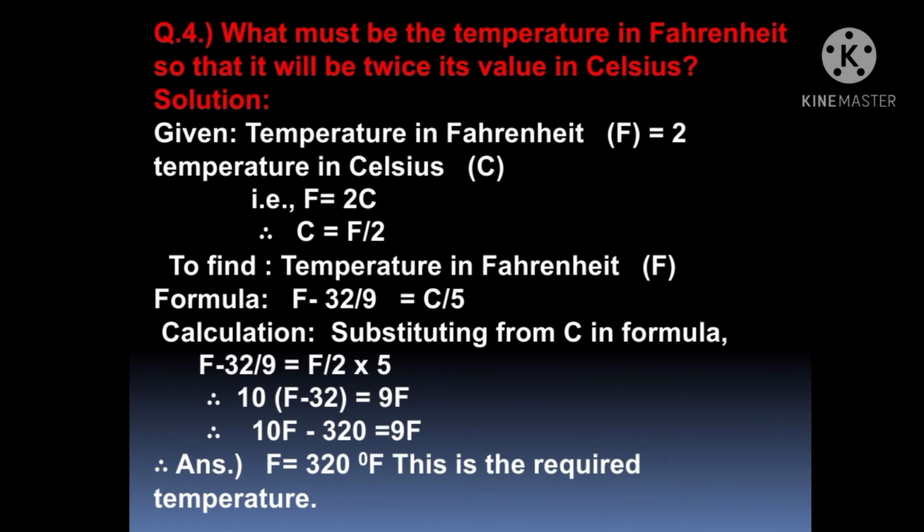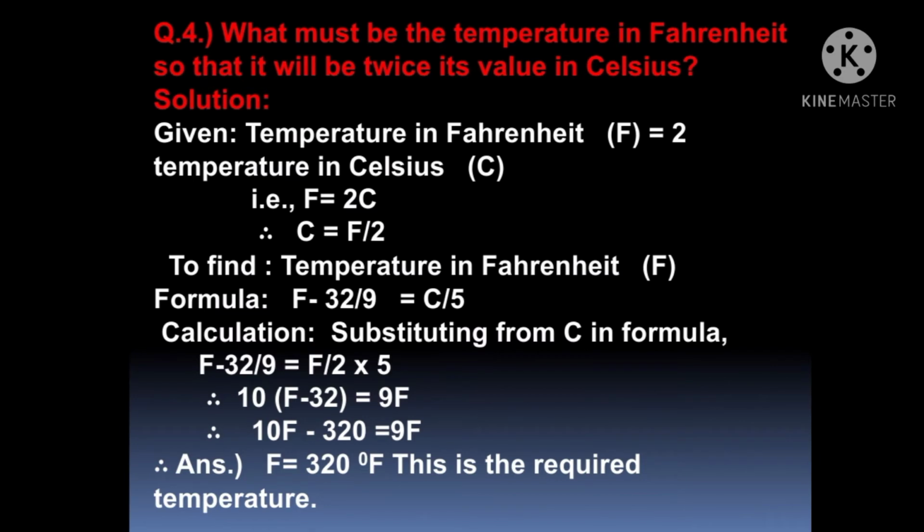First, the formula is (F minus 32) divided by 9 is equal to C divided by 5. So (F minus 32) divided by 9 remains as it is, which equals, in place of C, we will write F divided by 2, multiplied by 5. So now, after substituting, all the mathematical calculation comes. When we multiply, 2 multiplied by 5 gives you 10, and F minus 32 remains as it is.